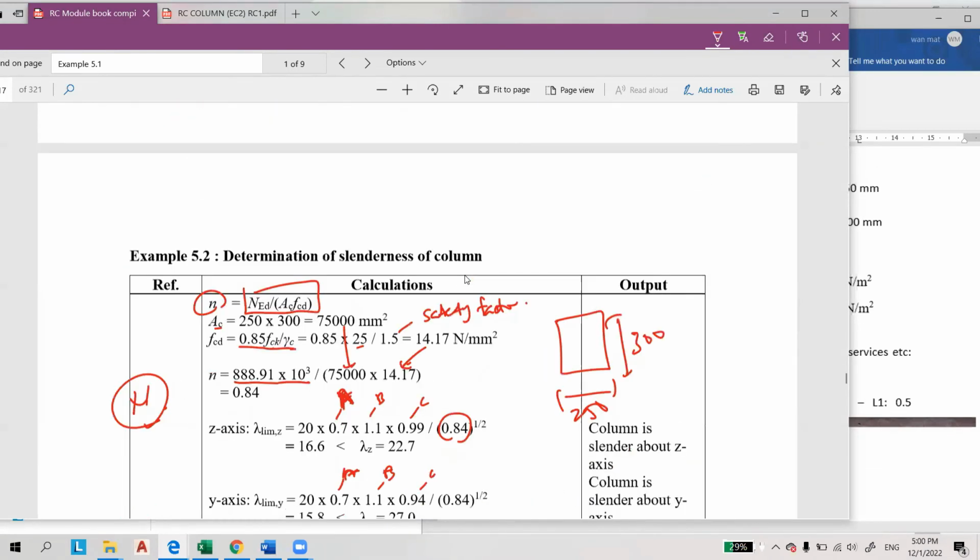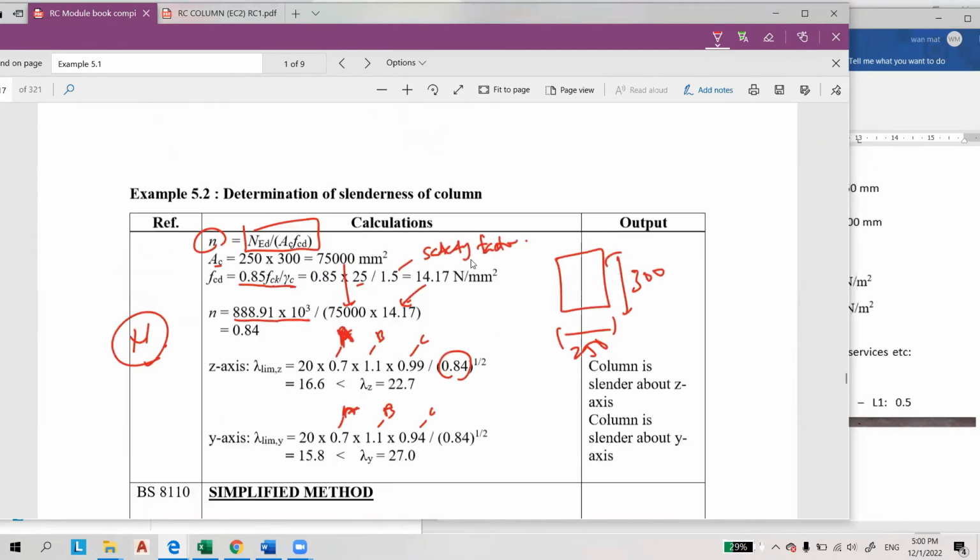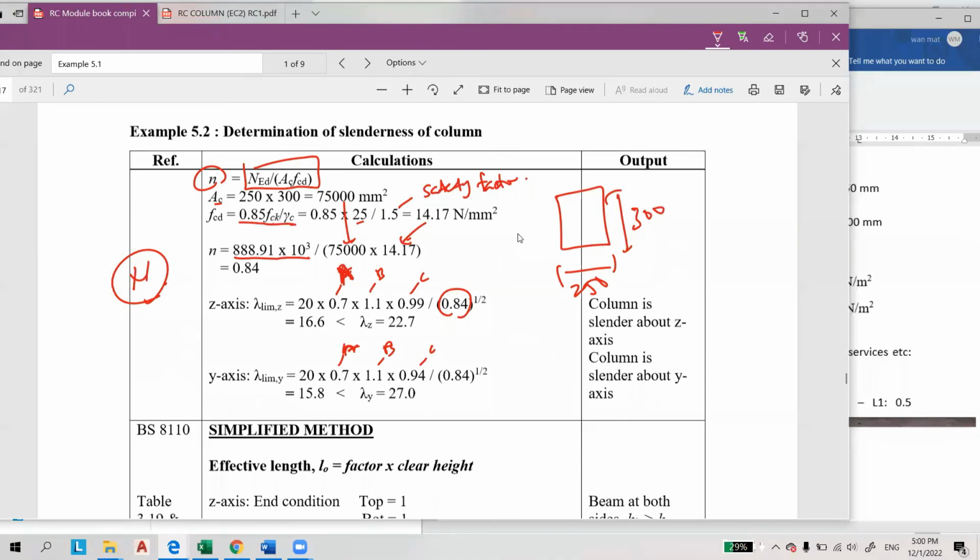And then you determine the limit. The limit here is for the z-axis: 16.6, and for the y-axis the limit is 15.8. So both directions are over the limit. So the column is slender about the z and y axes because it is over the limit.